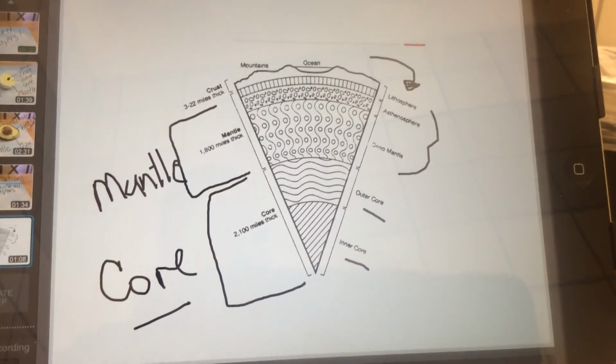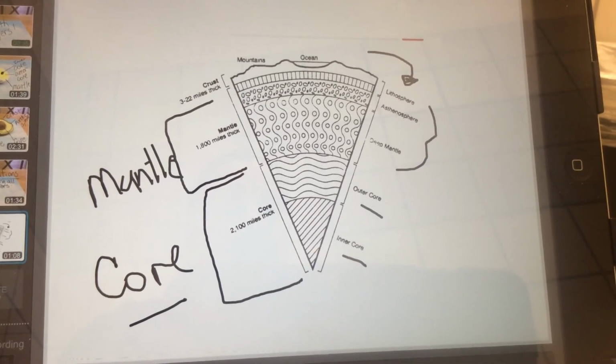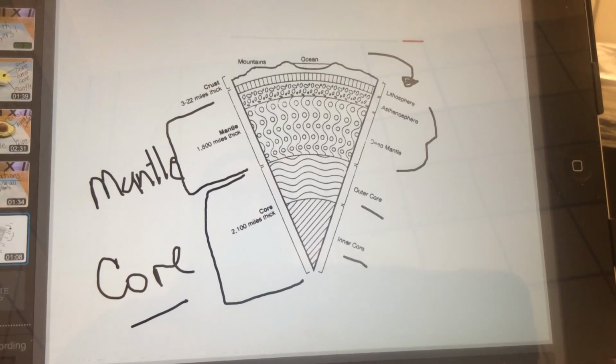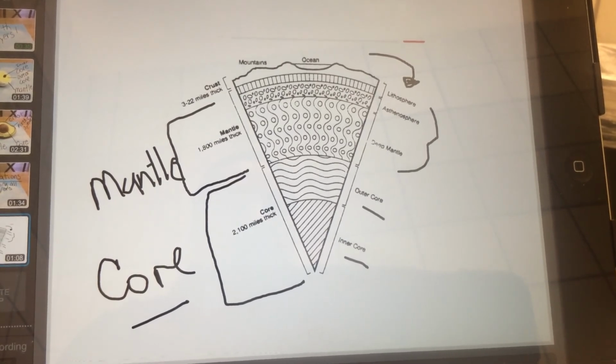So keep in mind this picture. And keep in mind the avocado and the egg and the Oreo that we did before. And come up with your limitations.